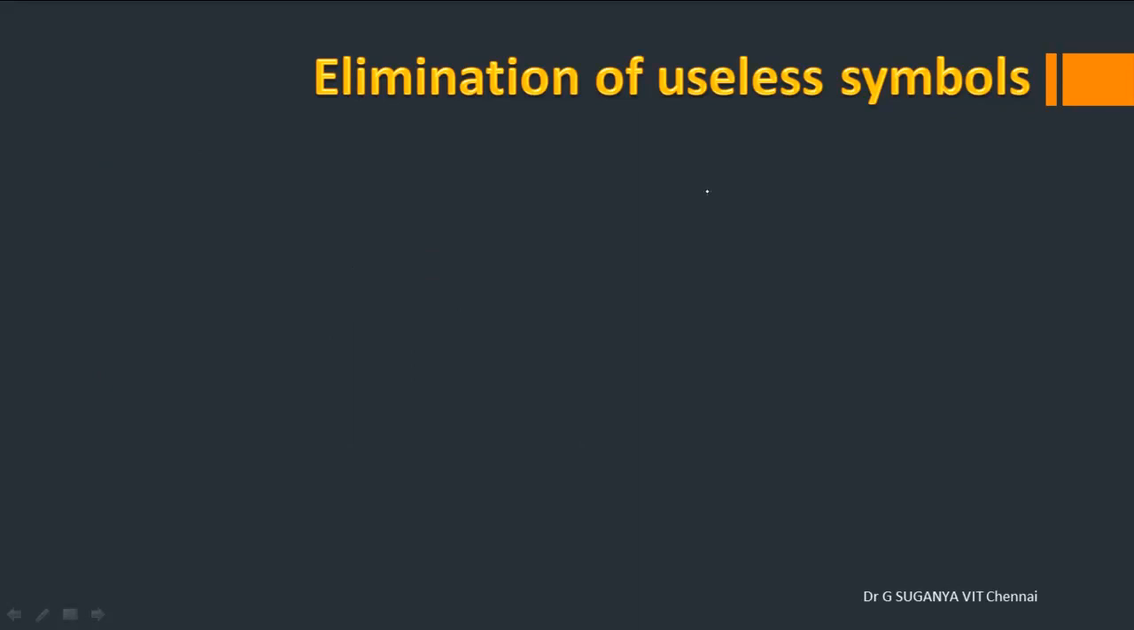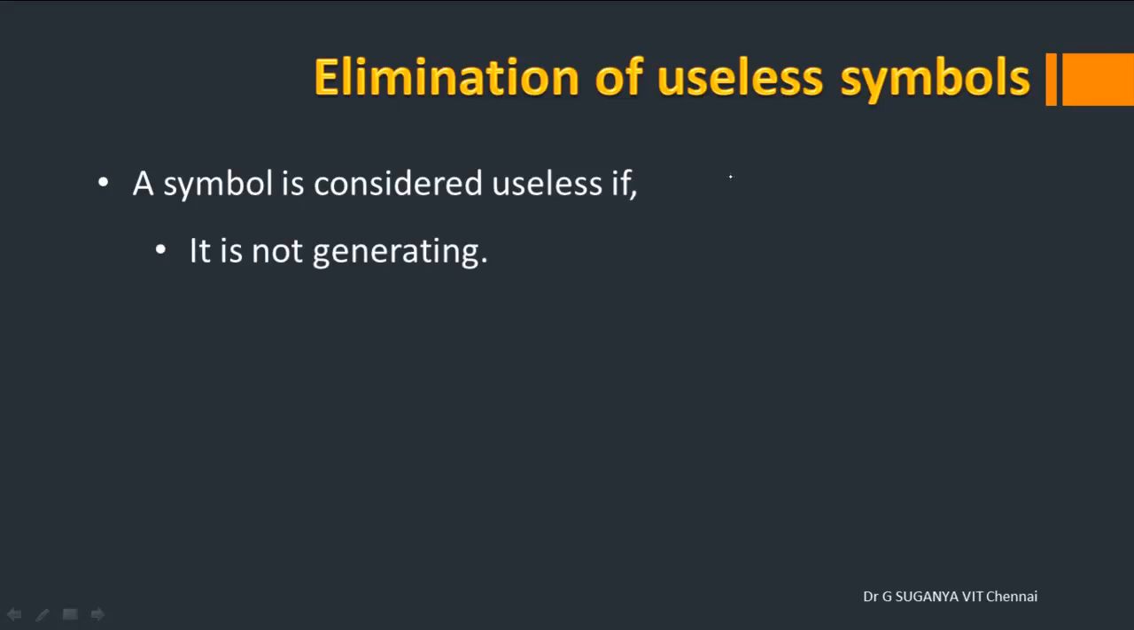So let's try to understand what a useless symbol is and how to avoid it. A symbol is considered useless in two cases. One is if it is not generating. So what is generating? Obviously, the necessity of a grammar is to generate words. If S is the start symbol, S should be able to generate words. So that is what generation means.